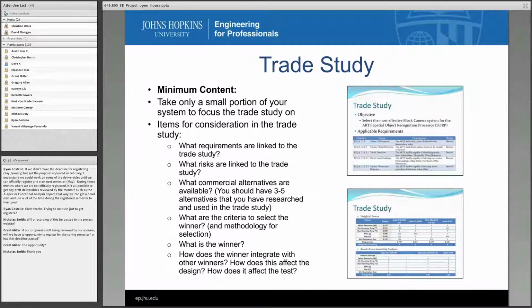Your trade study. And again, a little bit from the intro to system engineering and a little bit in the conceptual design. Thinking about the trade studies, what's the criteria? What are the requirements? What are the risks? You're doing some of the research. You're doing some of the analysis. Who's the winner? How does it integrate?